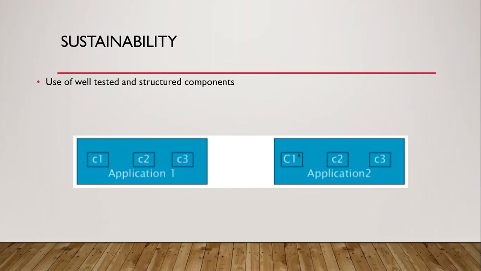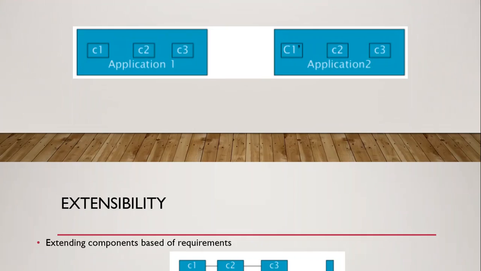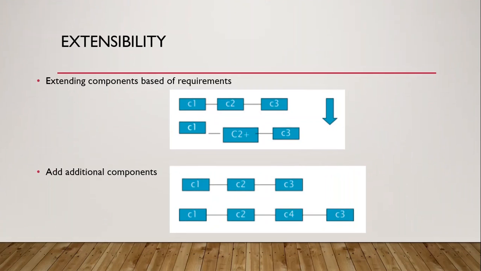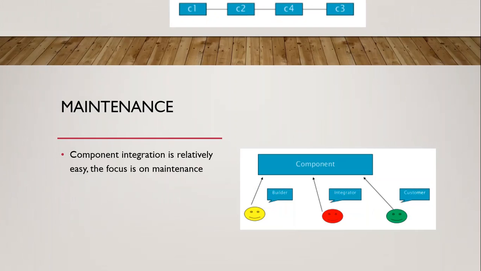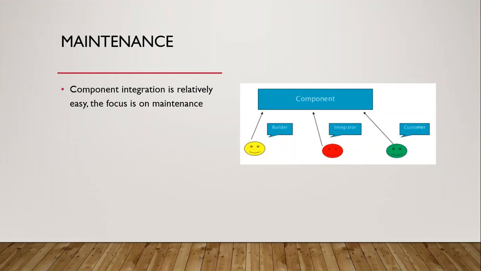This slide explains that well-tested and structured components enhance the sustainability of application 2, because of component 1, C1, which we are already using in application 1. We can extend the solution by integrating newly developed components as per user requirements. Integration of the components is relatively easy. The focus is on the maintenance of the components and the application as a whole.